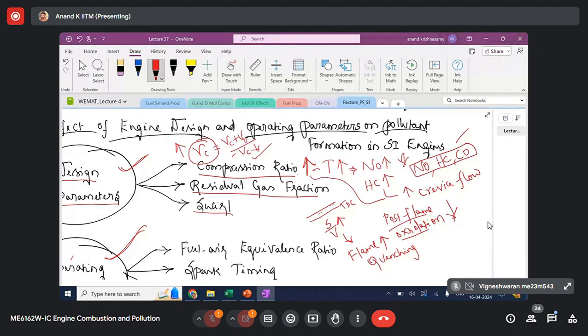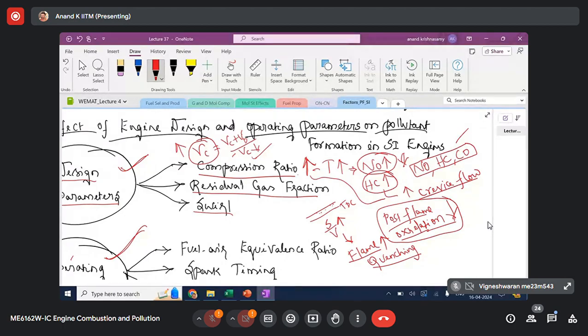So the overall effect of increasing compression ratio is there is a rise in temperature, there is a rise in NO, and there will be an increase in SC, because you have more crevice flow, you have less post-flame oxidation, you have high flame wall quenching. The cumulative effect of all this is an increase in SC emission in the engine exhaust when compression ratio is high. Similarly, you can expect a high CO because partial oxidation is going to happen, especially because the post-flame oxidation is dropping.